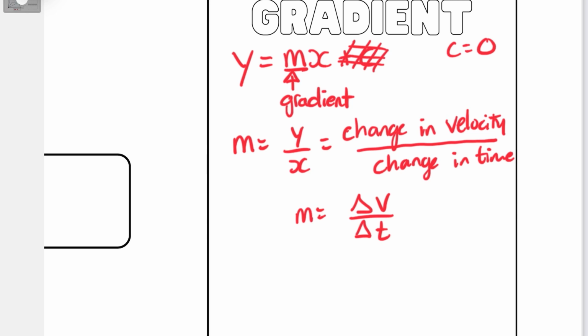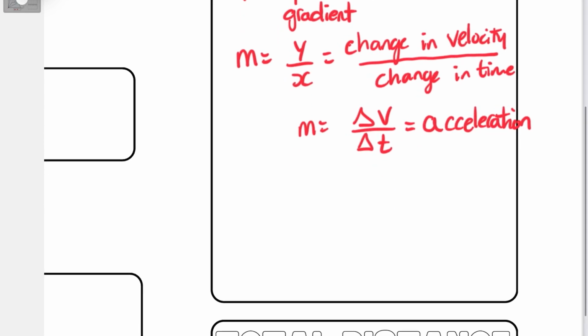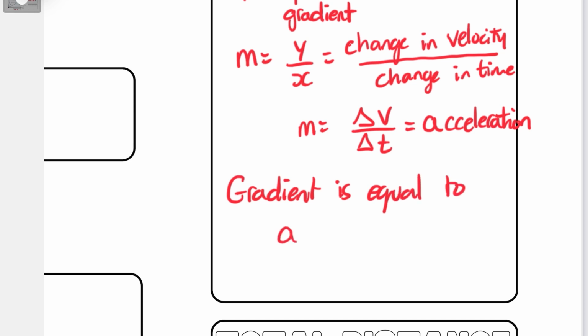So we basically end up with this, and we know from the last video that we did that this is equal to a, or acceleration. So on a velocity time graph, gradient is equal to acceleration. Perfect. So now whenever we talk about these lines, we can talk about the acceleration of whatever object we have.